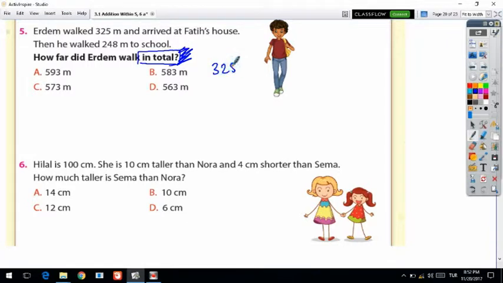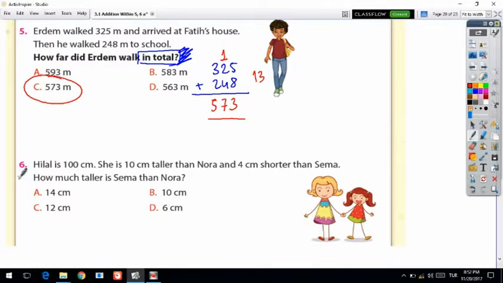Now let's add them. 325 plus 248. 5 plus 8 is equal to 13. First I am writing here 3, then 1 goes next. 1 plus 2 is equal to 3. 3 plus 4 is equal to 7. Then 3 plus 2 is equal to 5. So your answer is 573. Your answer is C.